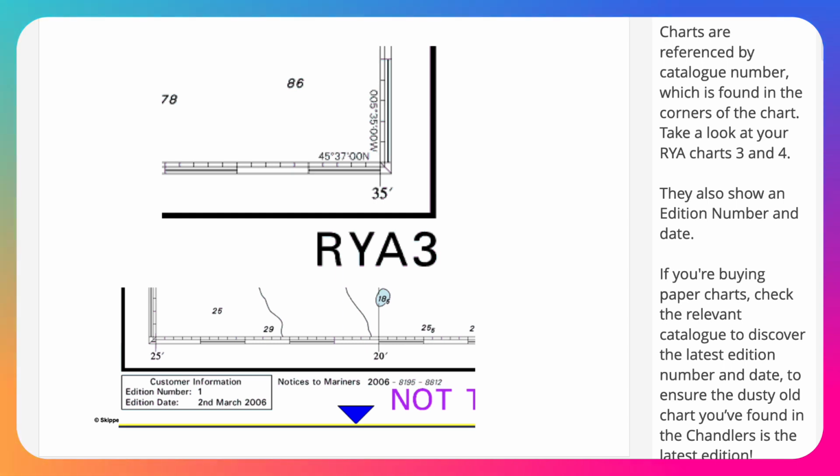It's also pretty usual for their publishers to absolve themselves from all responsibility for the accuracy of their data. Charts are referenced by catalogue number, which is found in the corners of the chart. Take a look at your RYA charts 3 and 4. They also show an edition number and date. If you're buying paper charts, check the relevant catalogue to discover the latest edition, number and date, to ensure the dusty old chart you found in the Chandler's is the latest edition.